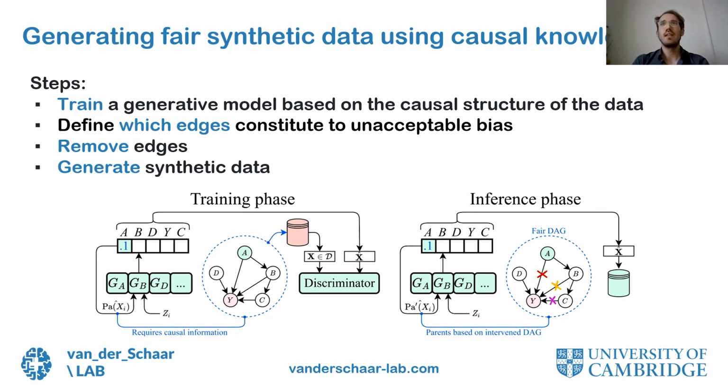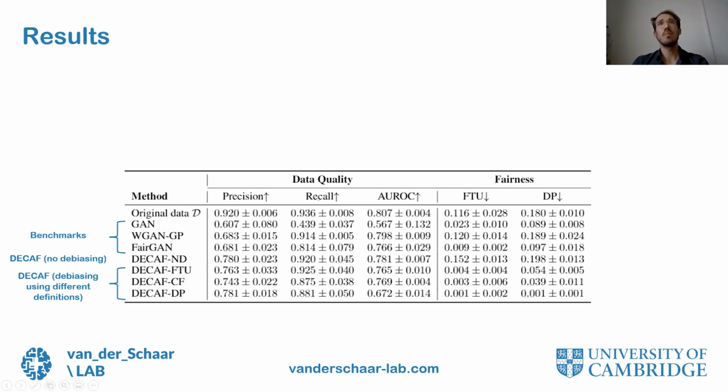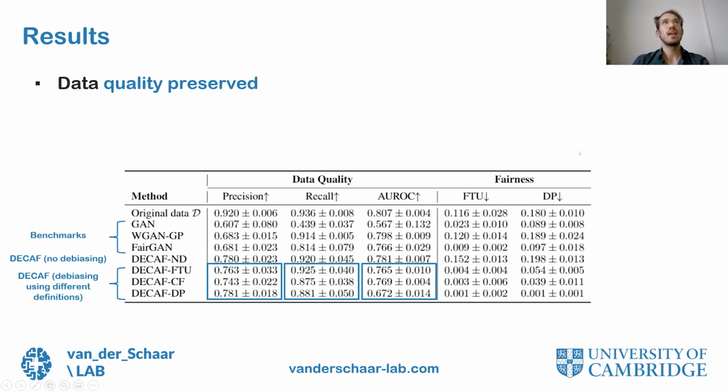In our paper, we give some guarantees that this indeed leads to the downstream model being fair. So here are some results in which we tabulate both the data quality and the fairness against different methods. And what we see, astonishingly, is that DECAF performs remarkably well on both data quality and fairness. If we look at the data quality, we see this is DECAF for different definitions of fairness, which leads to different edges being removed, and DECAF performs really well, both in terms of the quality of the data itself, as well as the downstream performance. Also compared to, for example, baselines that don't even do fairness, like the WGAN-GP.